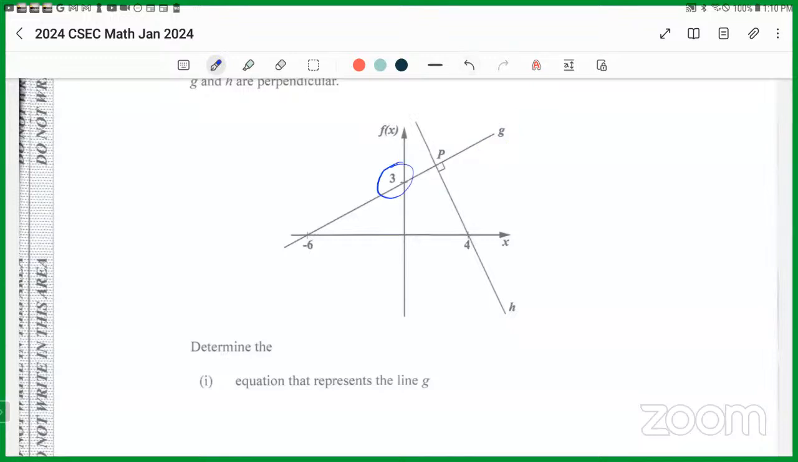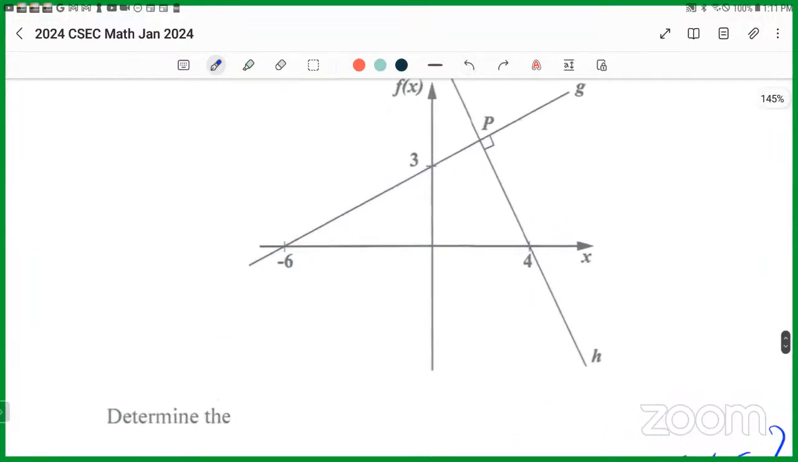The y-axis intercept is there already. So I already know the equation is going to be y equals mx plus c. Already I know the c. The c already is 3. The question is, what is the m? I can count it off from here to here. What is the rise and what is the run?